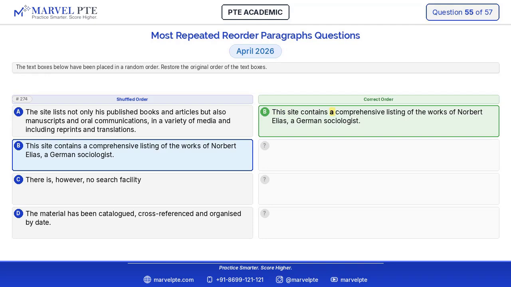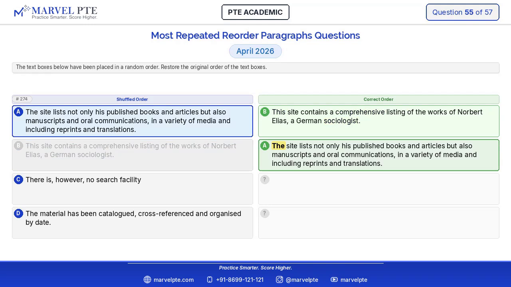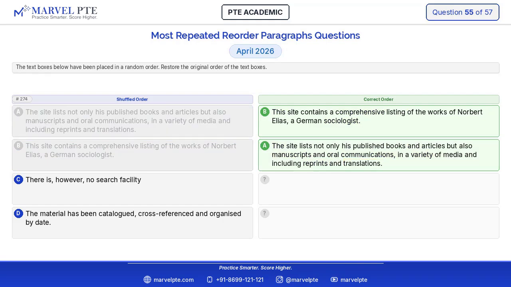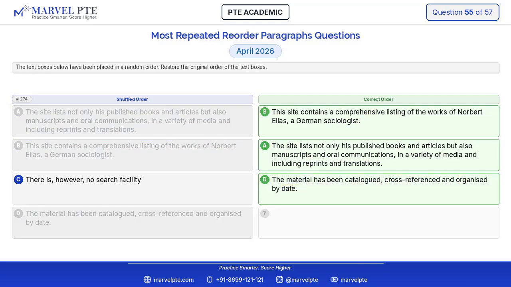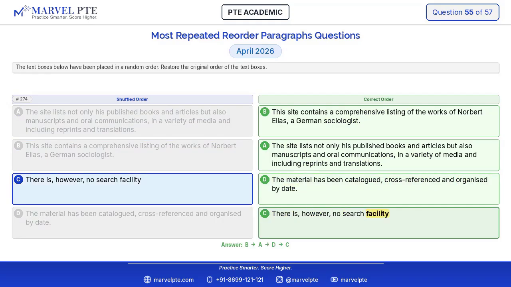This site contains a comprehensive listing of the works of Norbert Elias, a German sociologist. The site lists not only his published books and articles, but also manuscripts and oral communications in a variety of media and including reprints and translations. The material has been catalogued, cross-referenced, and organized by date. There is, however, no search facility.